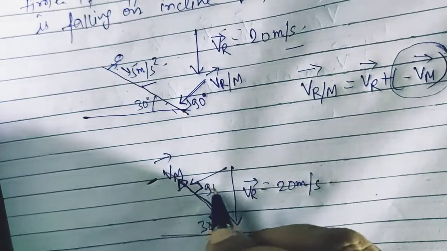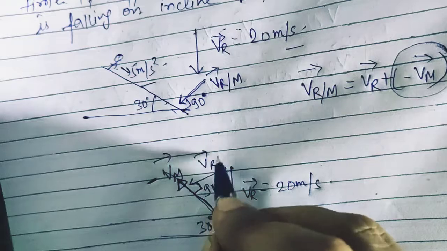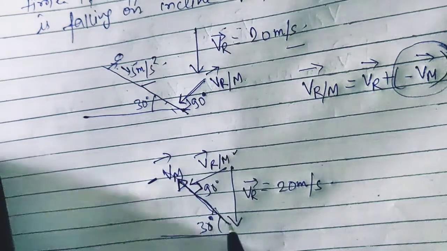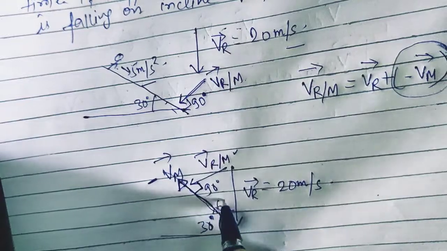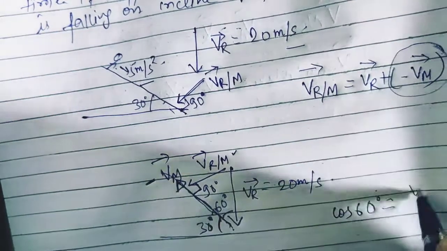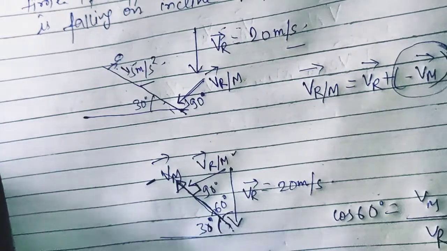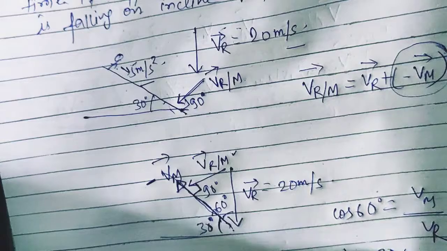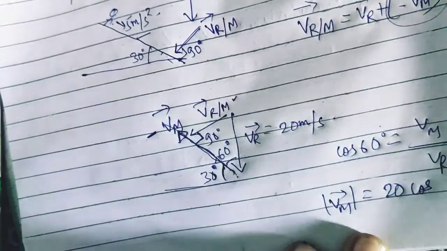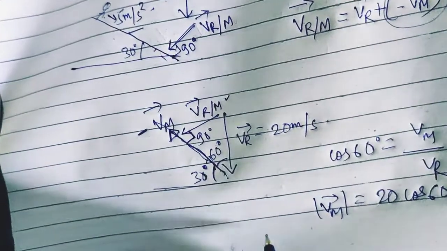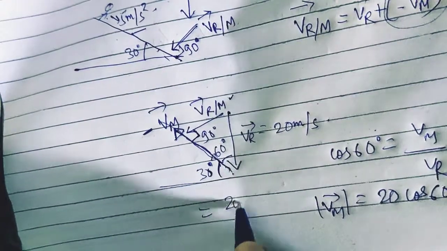This is at 90 degree. Velocity of rain with respect to man. Okay, so this is 30, so it will be 60 degree. Now you can use cos 60 degree, Vm upon Vr. From here you can find Vm, that is 20 cos 60, which comes out to be 10.